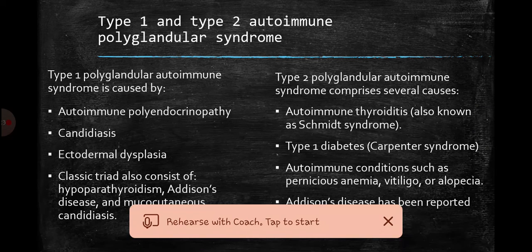The type 2 autoimmune polyglandular syndrome comprises several associations: autoimmune thyroiditis, type 1 diabetes, and autoimmune conditions such as pernicious anemia, vitiligo, or alopecia. Addison's disease has also been reported with celiac disease.